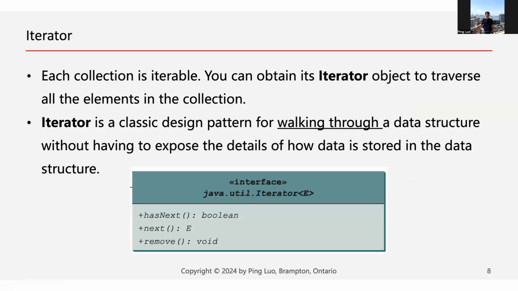Also, collection provides this thing called iterator. It's used to traverse every element of this data structure. You can see the iterator has three methods: has next, next, and remove. Basically it just moves from this location to the next element in the data structure, and so on and so forth. We can just use a loop to access every element using the iterator.